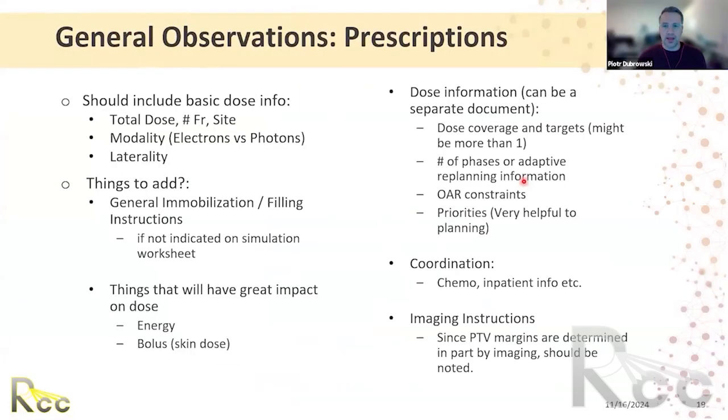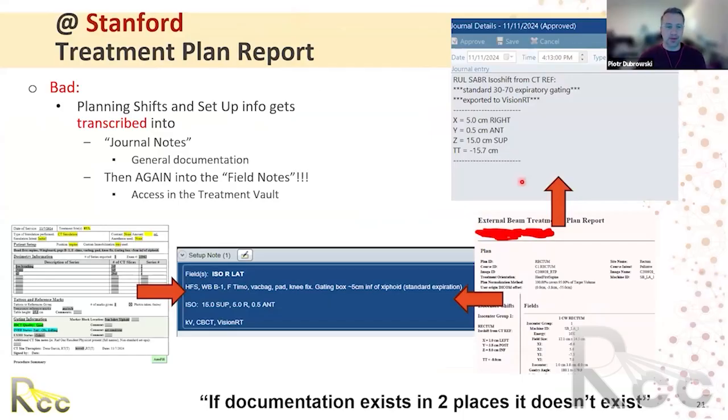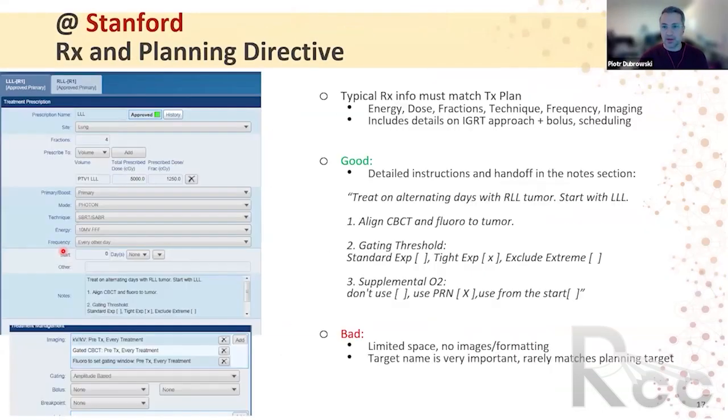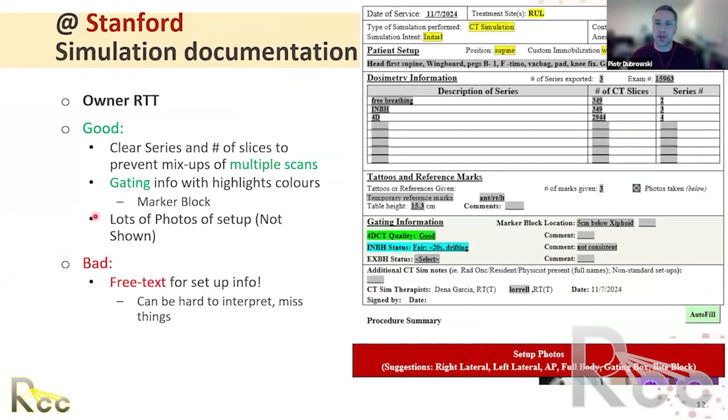In other aspects, like this one here, the CT worksheet, the simulation worksheet, this is very much the manager of the therapists, and maybe dosimetry and physics would play a role in deciding what the content is. Again, what information do we want? How do we want the information to look?